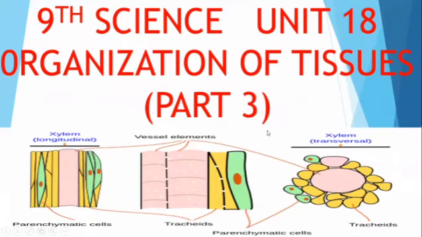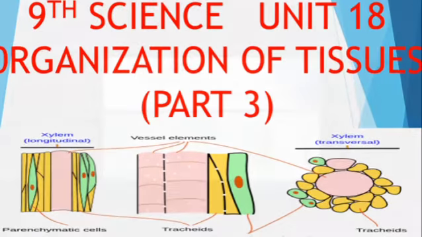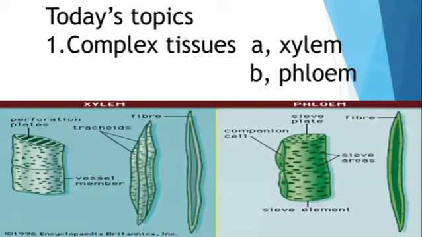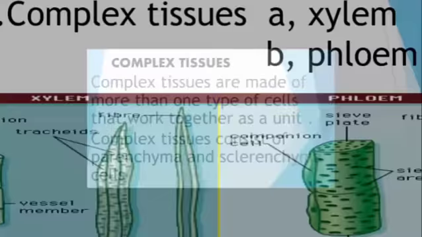Welcome students. Today, 9th Science, Unit 18, Organization of Tissues, Part 3. Today's topics are complex tissues, and under complex tissues, xylem and phloem.